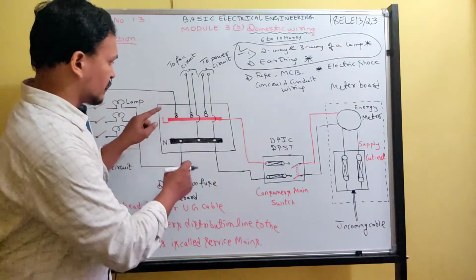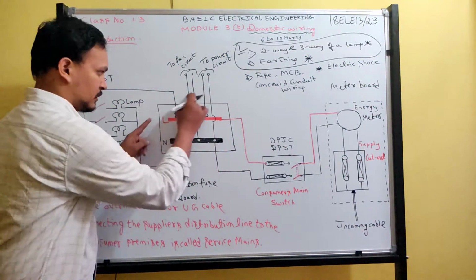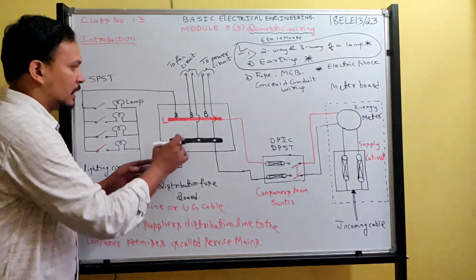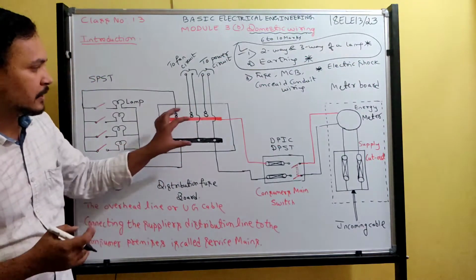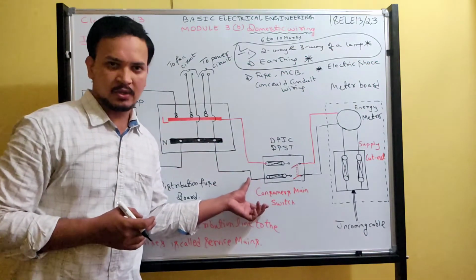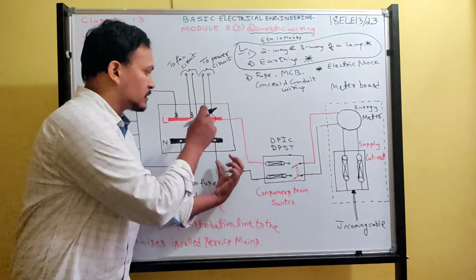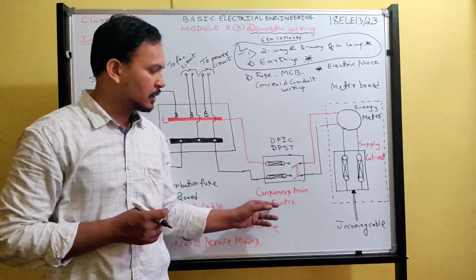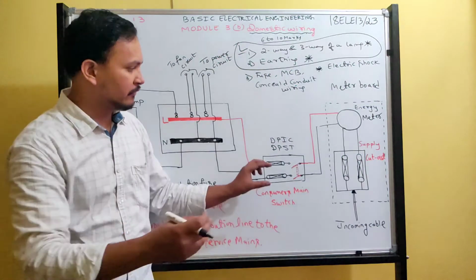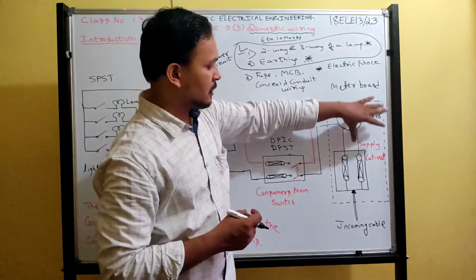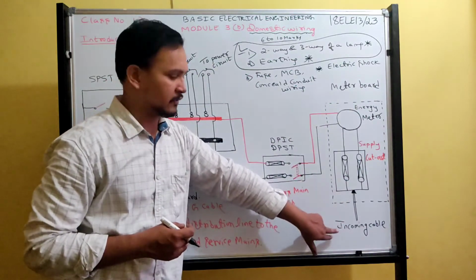So this is the distribution board. What I have written here is distribution fuse board. Okay, and to this distribution board we need supply. For that we have taken a consumer main switch, and to give supply to the distribution board, we need to give supply to the consumer main switch. We need to feed input to the consumer main switch. That is fed by the supply service mains.